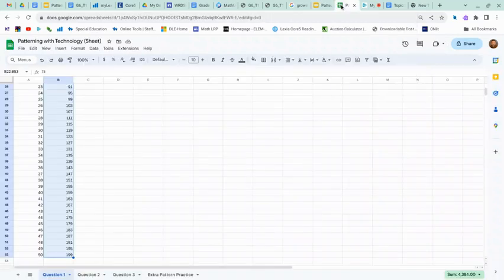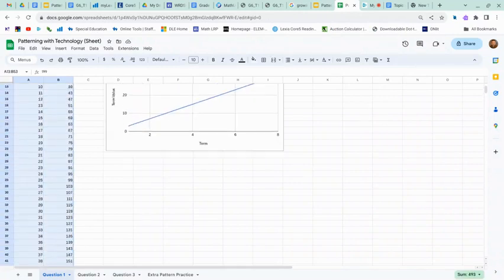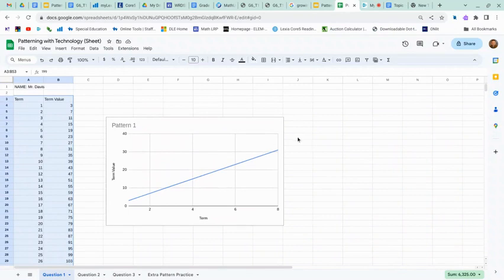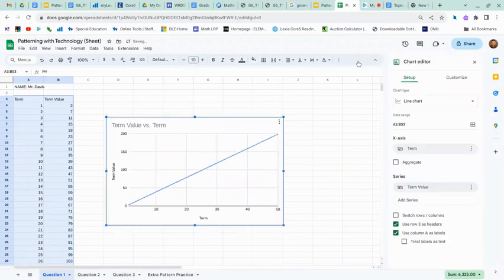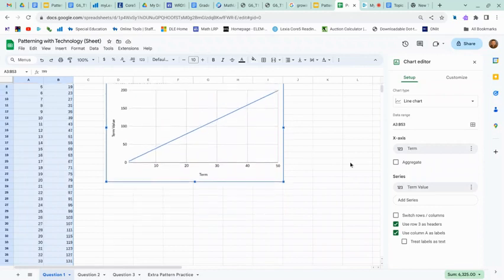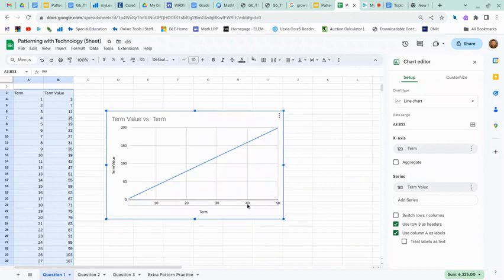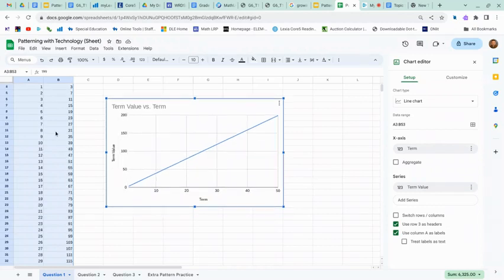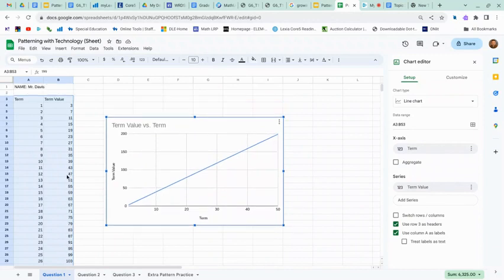What if I wanted to graph it now up to term 50? What would that look like? I'm going to highlight the whole thing. I'm going to click Insert Chart. And you'll notice the line looks very similar. But now we're going up by 10s across the term all the way to 50. And you can see the term value is going up by a higher interval as well. So we get up all the way to 200. You can use Google Sheets to help you organize a pattern and predict future values. Okay, it works really well for these adding and subtracting patterns.